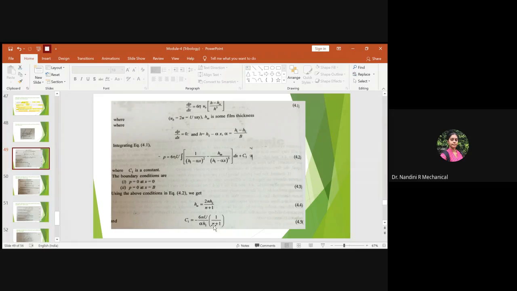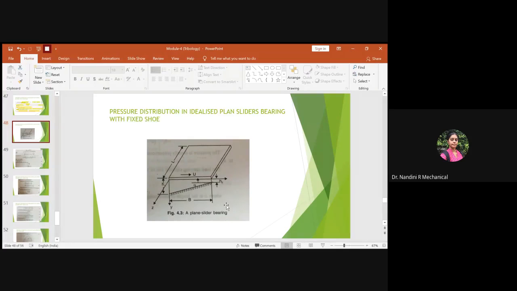N will be omitted. And one more thing, in place of HM, which they claim to be some film thickness, you need to take the value in this form. So HM is directly given to be equal to 2NH2 divided by N plus 1. Because we are converting all the parameters in the Reynolds equation in terms of H1 and H2 only. Because here we cannot show any HM, which is some thickness of the oil film. How can you claim some thickness of the oil film? It has to be in terms of the parameters shown in the diagram for the plane slider bearing.